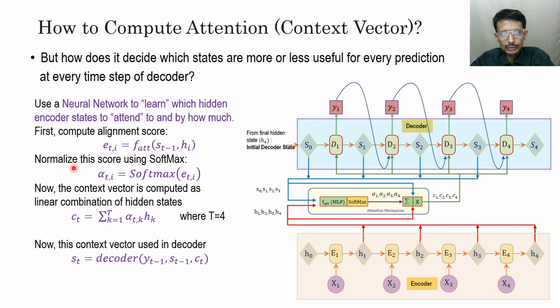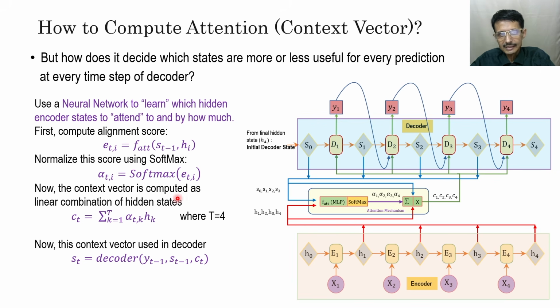Now, what we are going to do? We normalize this score using the softmax. So this is a neural net, and this hi is coming from the encoder. You see, hi is coming from h0, h1, h2, h3, h4. And this h0 is coming from the decoder side, and from these two we'll find this, and then we put the softmax, which gives the alpha t of i, that is normalized.